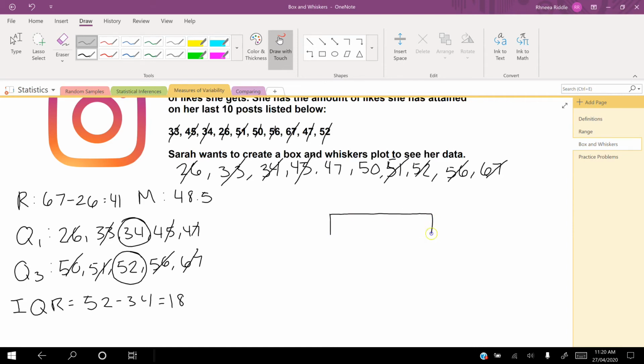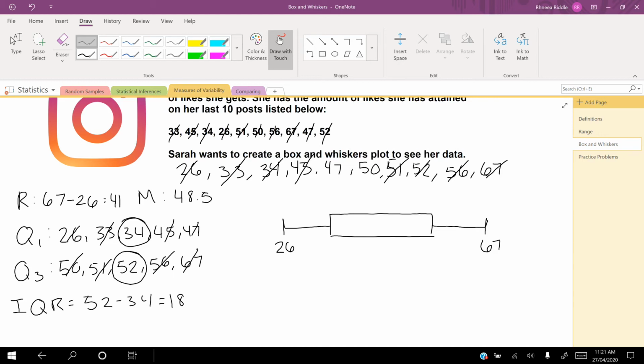So here is our box, and we're going to draw these lines out to the side to show our whiskers. We first want to write down the minimum number, so the lowest number, which as we saw before was 26. And our highest number is 67. So our box and whiskers plot is going to range from 26 to 67.